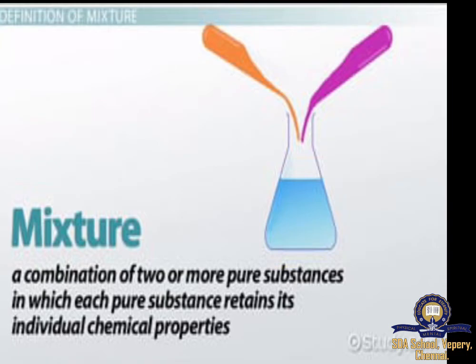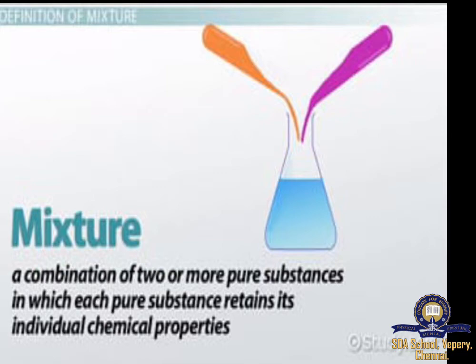Mixture. A mixture is nothing but a combination of two or more pure substances, in which each pure substance retains its individual chemical property. Combinations of different things will be there, and each substance will possess its unique property. It will have its own identity and retain its own properties even though it is combined with one another. That is called a mixture.